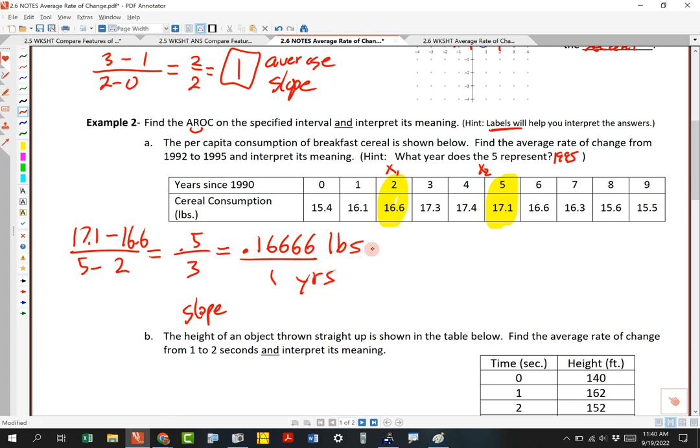So, what does this mean? Gosh, they are noisy today. Is it the freaking hats?